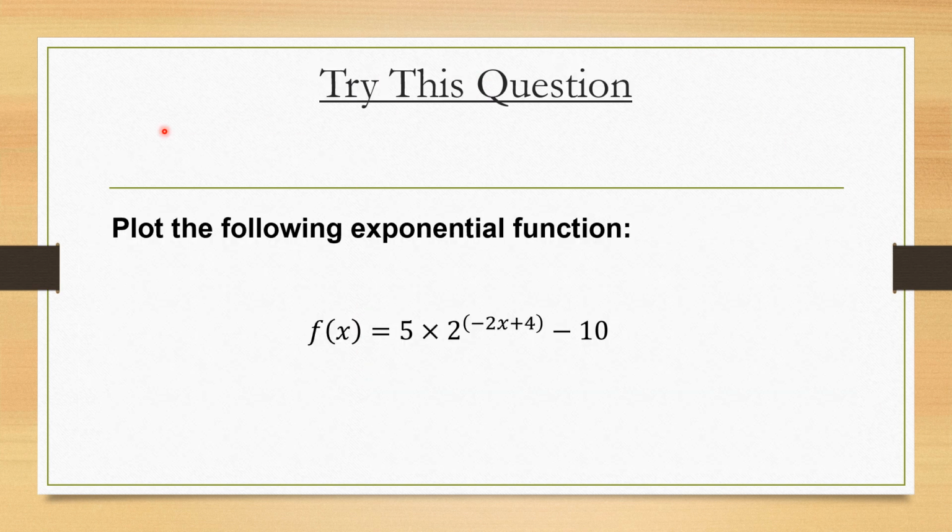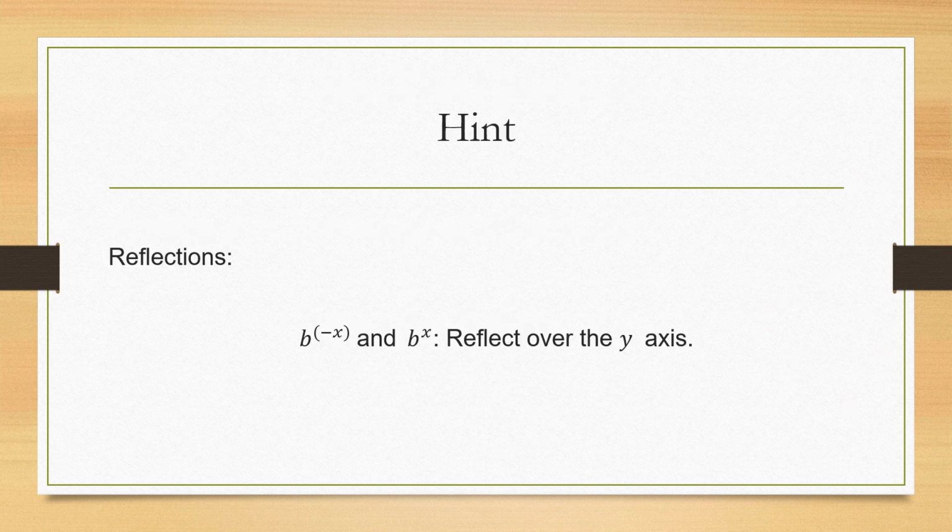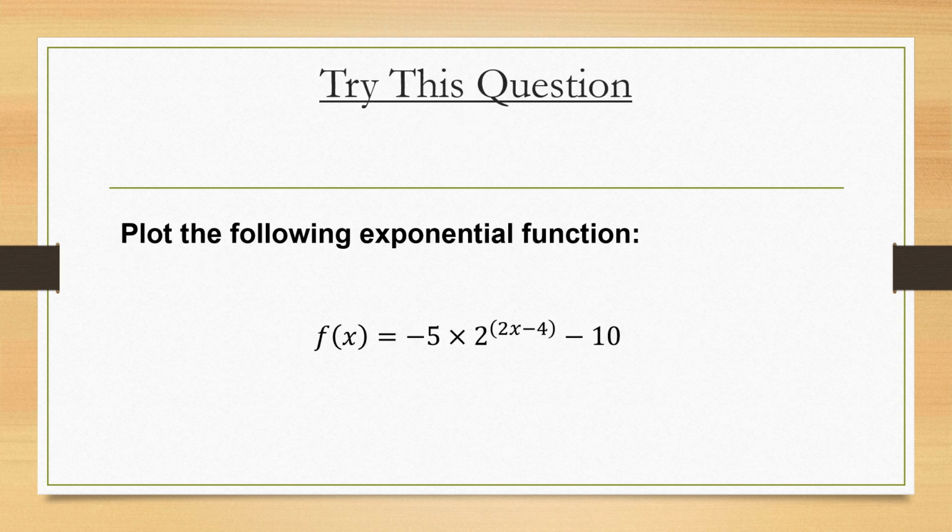Now try this question. Plot the following exponential function: function of x is equal to 5 times 2 to the power of minus 2x plus 4 minus 10. Now a hint for this question is, as said before, when the x here is negative, there's a reflection over the y-axis.